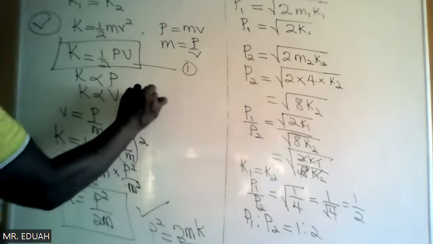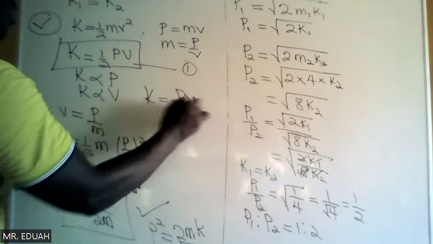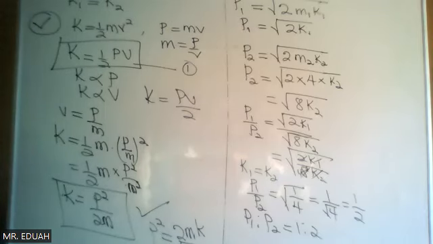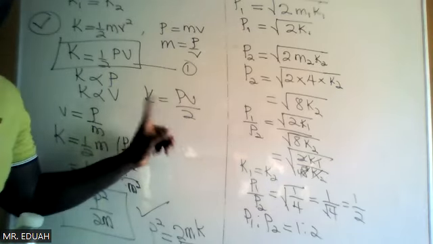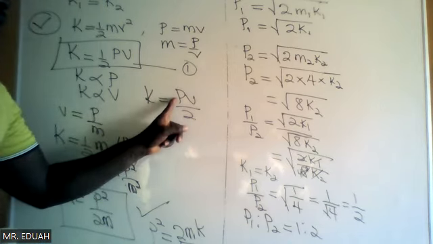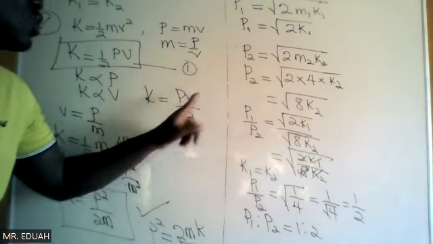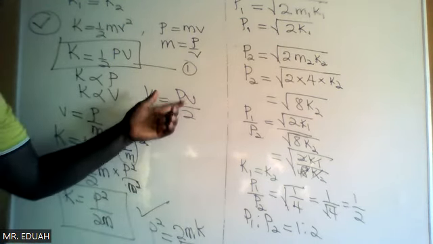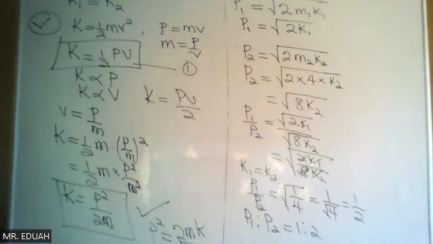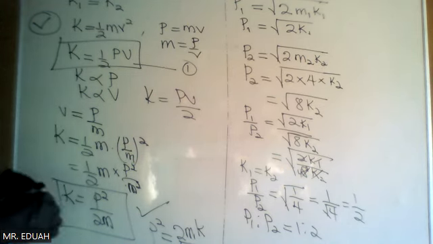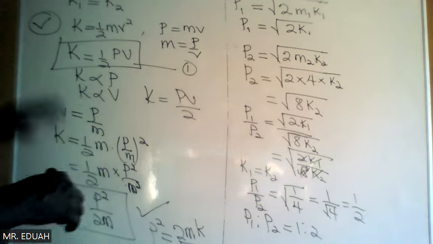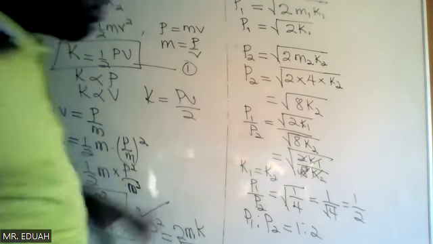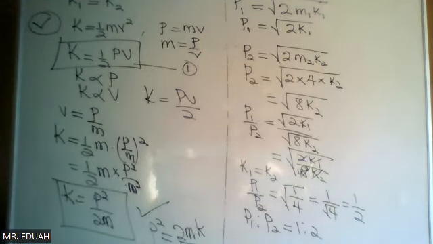We didn't use K is equal to PV on 2 because we're given masses. In this equation, there is no mass. We have kinetic energy, momentum, and velocity. If we had been given velocity and then asked to find the ratio of the momentum, then we would have used this. Eresi, are you okay? Yes, sir. So there are two equations for kinetic energy and momentum. You look at what you are given and decide on the appropriate equation to use.